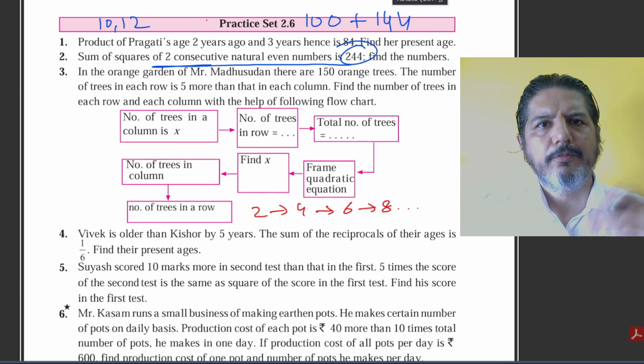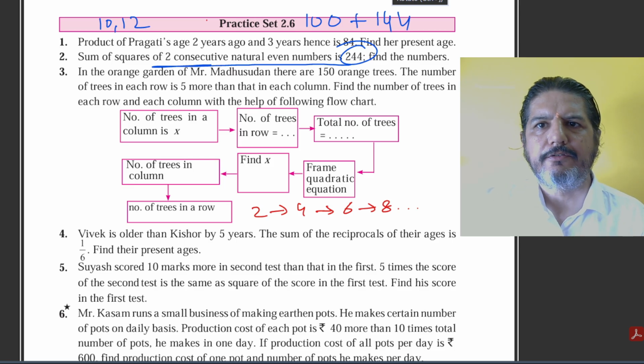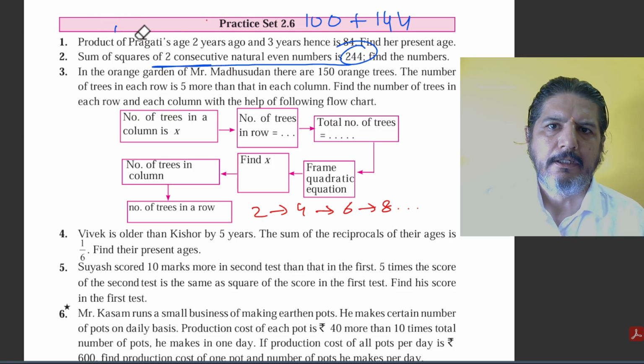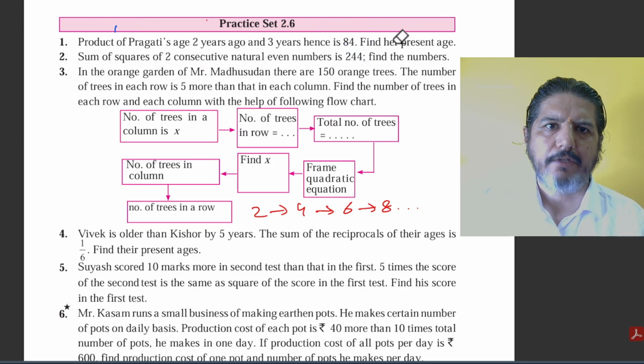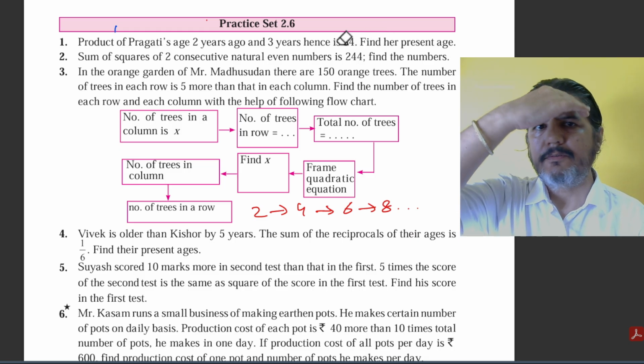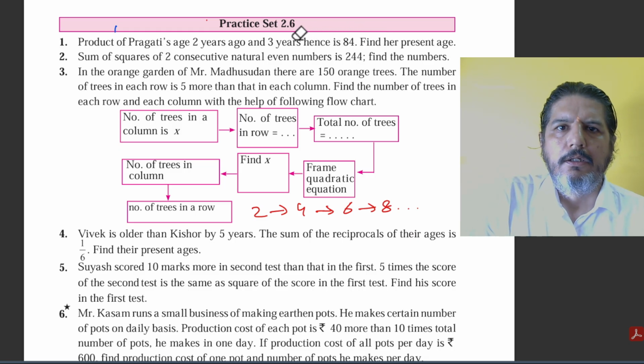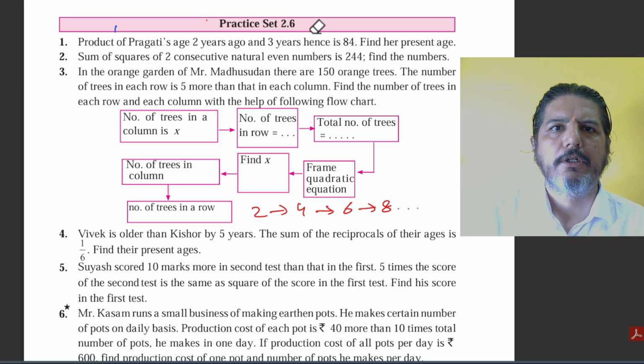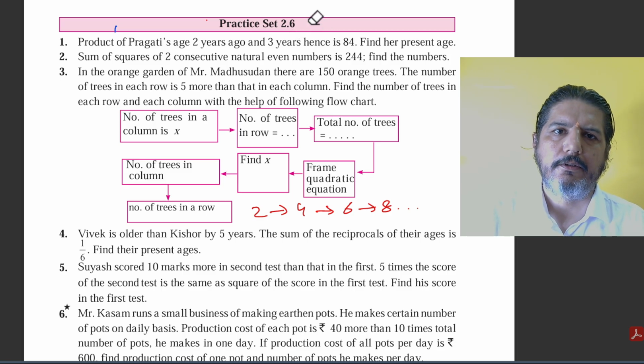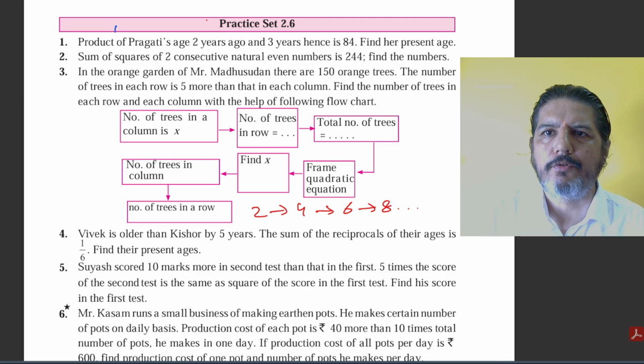So the best thing about word problems is you can always check your answer. At the end of the question, you can always check your answer and find the numbers. So the numbers which you have to write are 10 and 12. Okay, I hope you didn't face any difficulty while looking at the solution. Let's go to the next question.